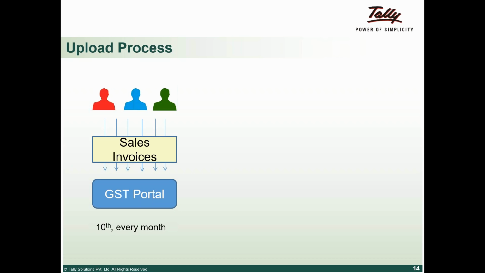So let's say these are the various dealers. By 10th of every month, these people have to upload all their outward supply, which is the sales invoices, to the GSTN. That's what we are calling the GST portal, the GSTN. Each of them will upload their sales invoices by 10th of every month.